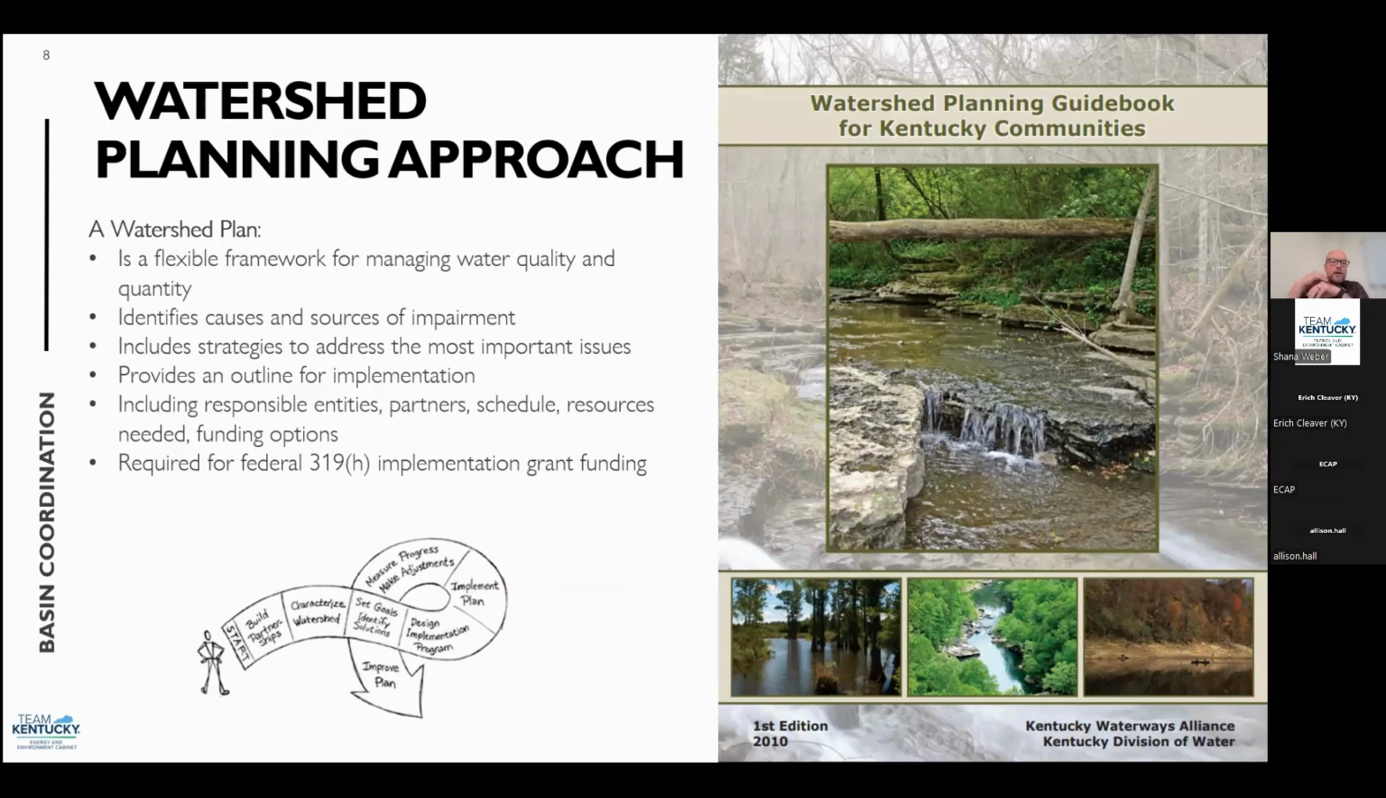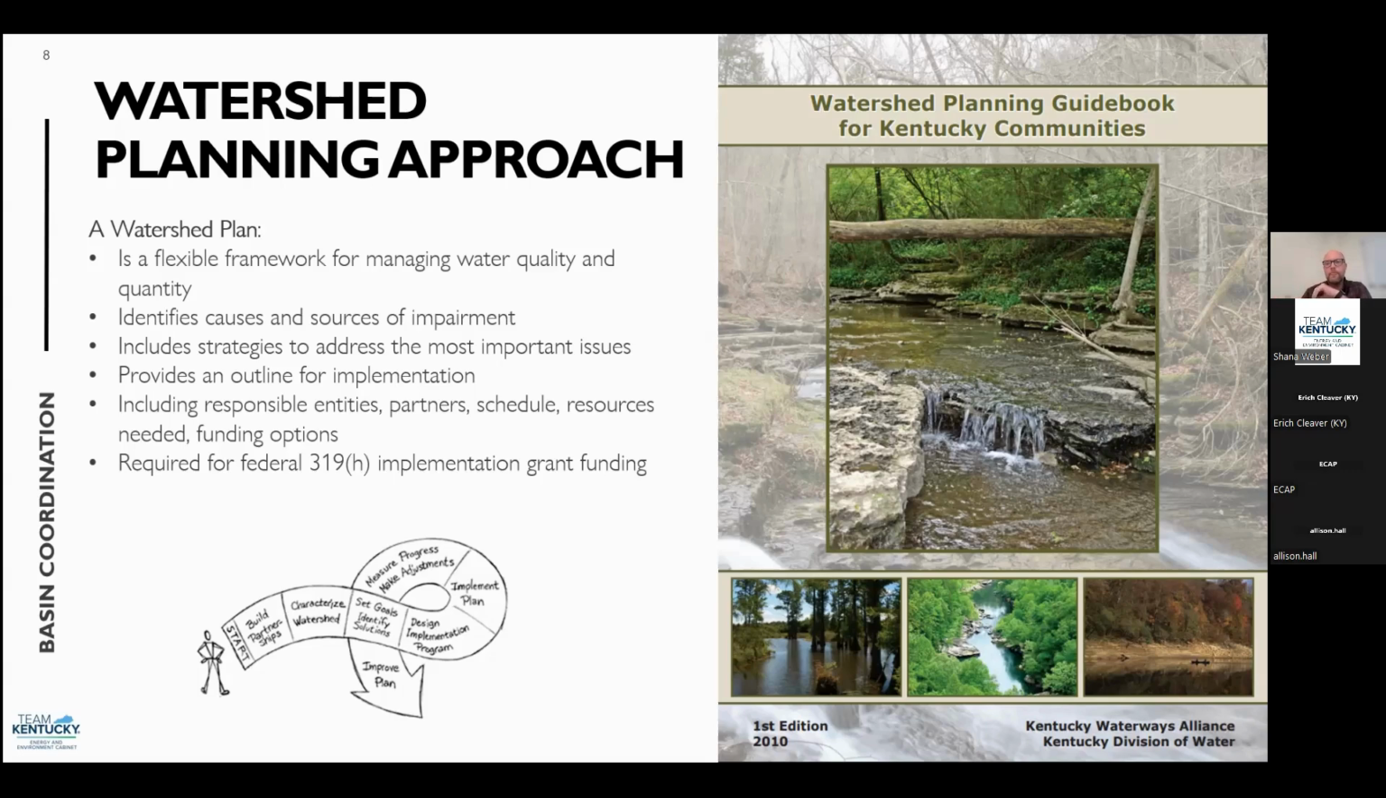It's a good way to identify causes and sources of impairment. It'll provide strategies to address the most important issues, and provide outlines for implementation. It will include responsible entities, partners, schedules, resources needed, and funding options, and it's required for 319 implementation grant funding.